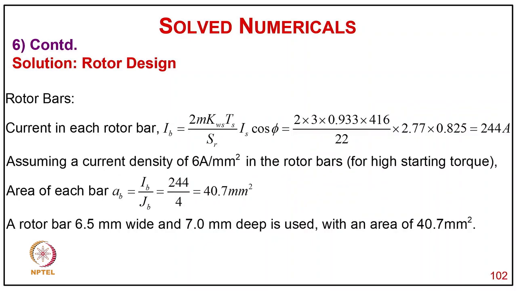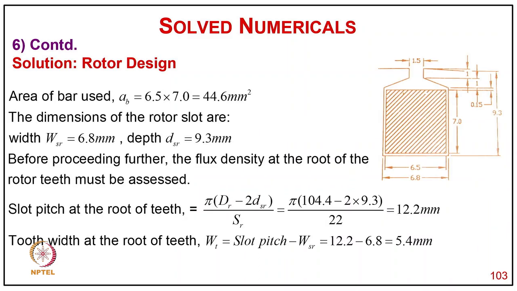Now coming to calculation of the rotor bar, the current in each bar is IB equal to 2 MT KWS into S into I cos phi, putting values it comes 244 ampere. Assuming a current density of 6 ampere per millimeter square because of better cooling in the rotor bar, the area of each bar is AB equal to IB upon JB, and it comes 40.7 millimeter square. A rotor bar of 6.5 millimeter width and 7 millimeter depth is used with the area of 40.7 millimeter square. Now looking at the figure for dimensions, the area of the bar is AB equal to 44.6 millimeter square.